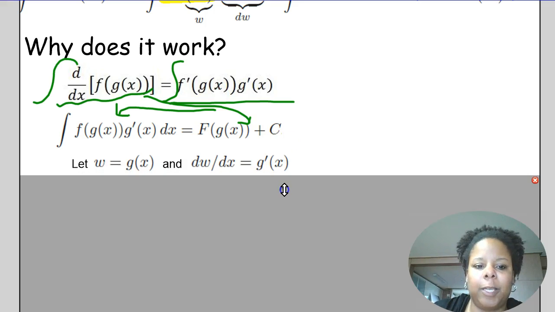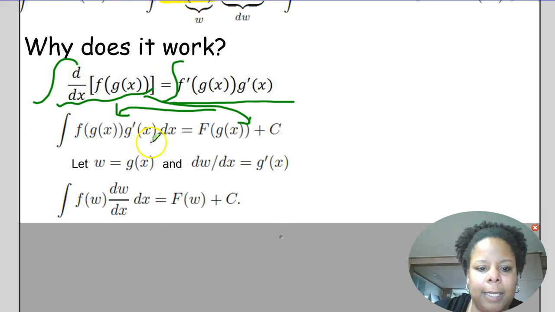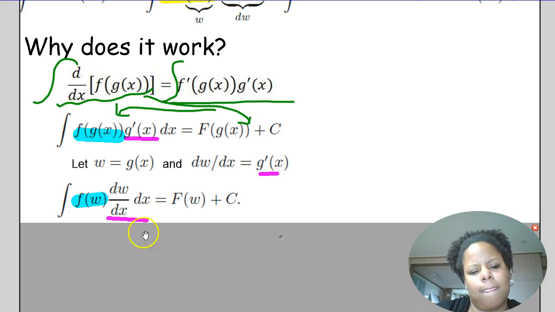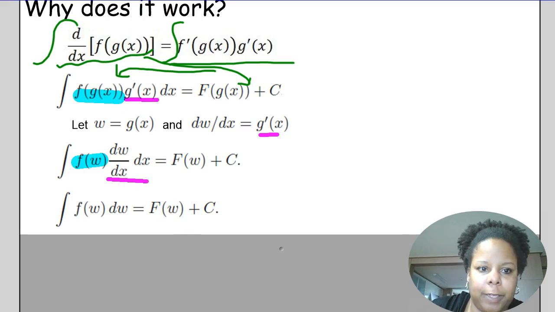And if I let w be equal to g of x, in other words, my inside function, if you recall, and then dw dx will represent g prime of x, I end up replacing this entirely by saying this part is this part, and this part is this part. Okay? And that, in doing some simplification, we have certain things cross out, we have this cross out, and we end up with this, which is essentially what we're doing.